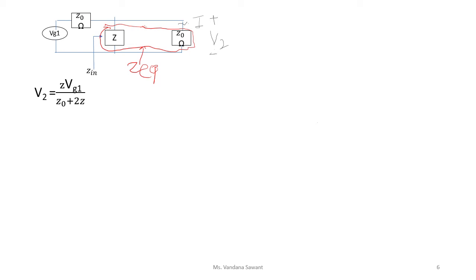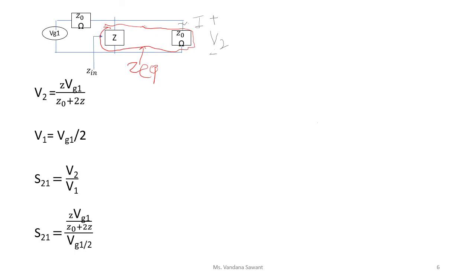So we know what S21 is. S21 is V2 upon V1. So what is our V1 in this case? That is Vg1 divided by 2. So S21 is equal to V2 upon V1. Many times people take the case like that, S21 is equal to twice V2 upon input voltage, directly taking it as Vg1. So V2 upon V1: we put the value of V2, that is Z Vg1 divided by Z0 plus twice Z, divided by Vg1 divided by 2, that is the V1 value.